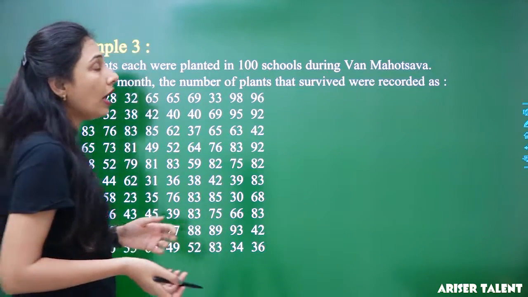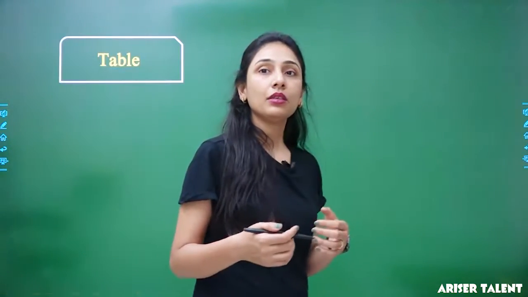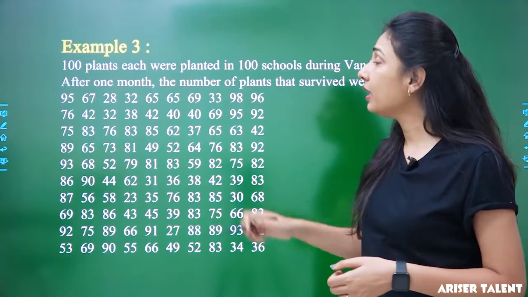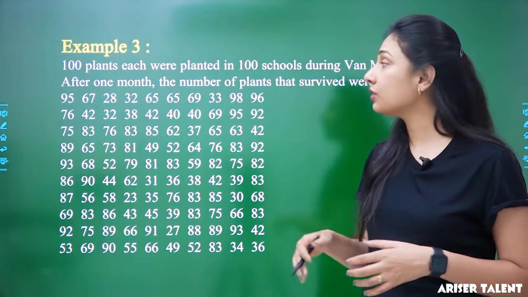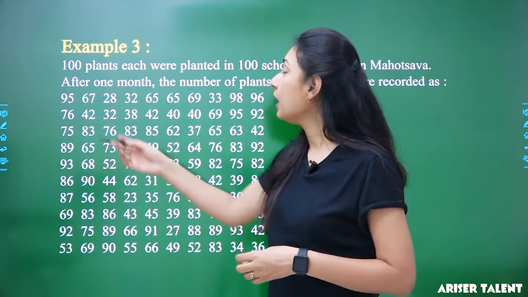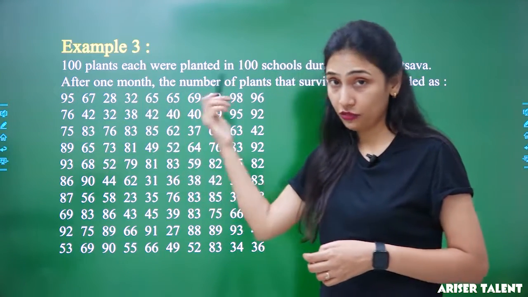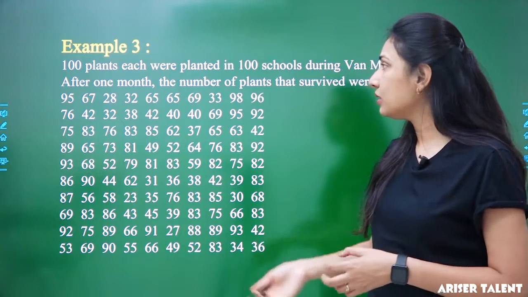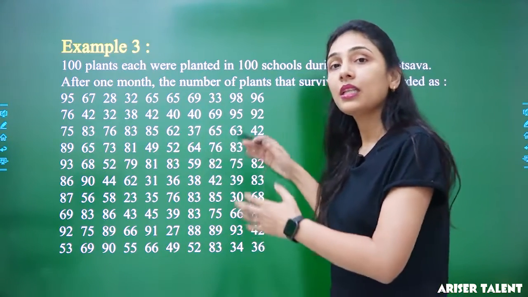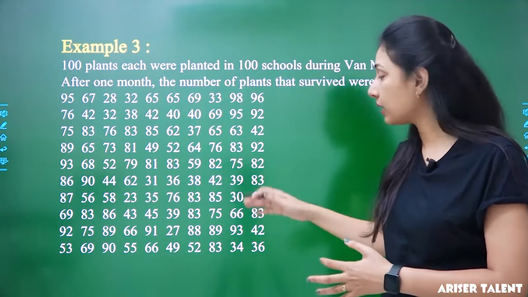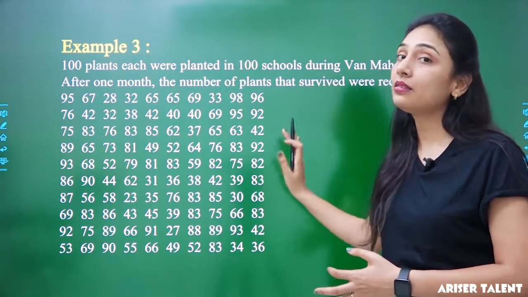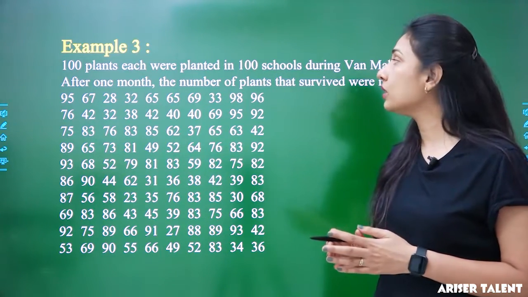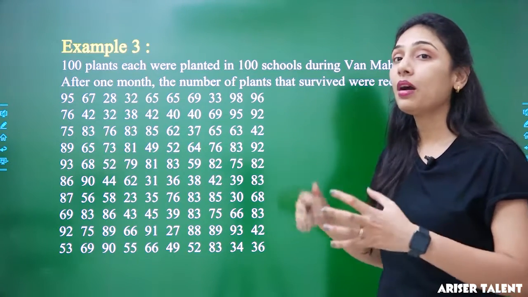So after some time, what happened is that some survived, some did not survive. The number of plants that survived are actually very fine. Somewhere it is 95, very good, and somewhere it's like 23 even. So these are the numbers for each and every school, 100 schools, of the survived trees. Now you have to tell it with tally marks.